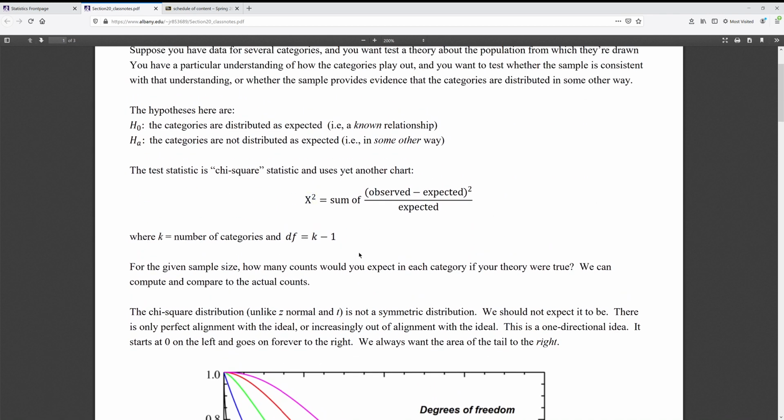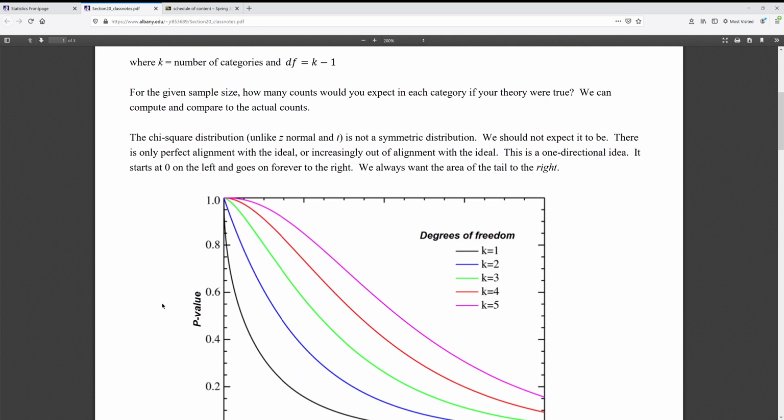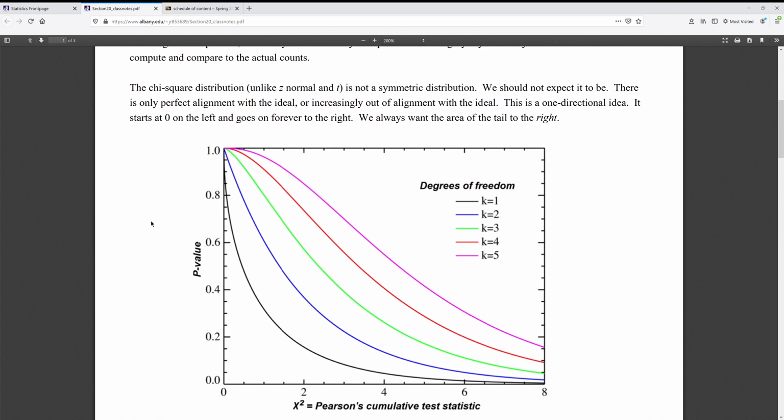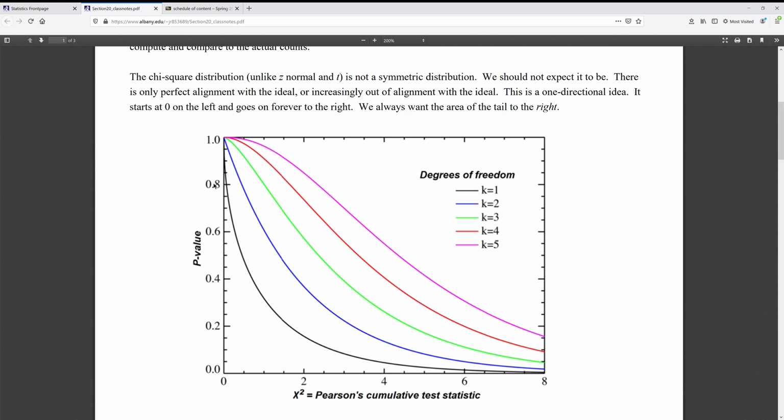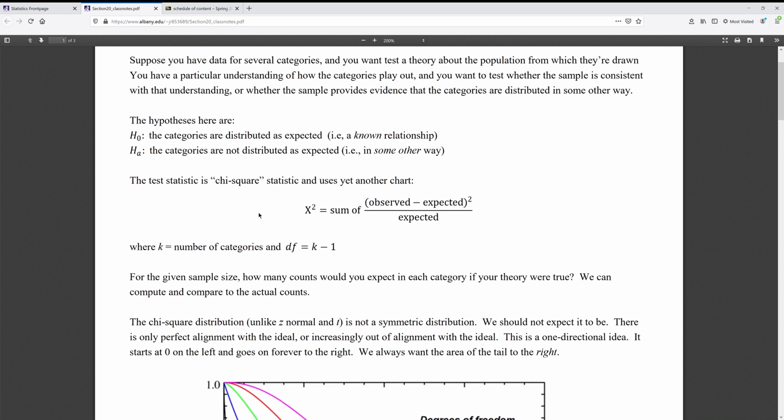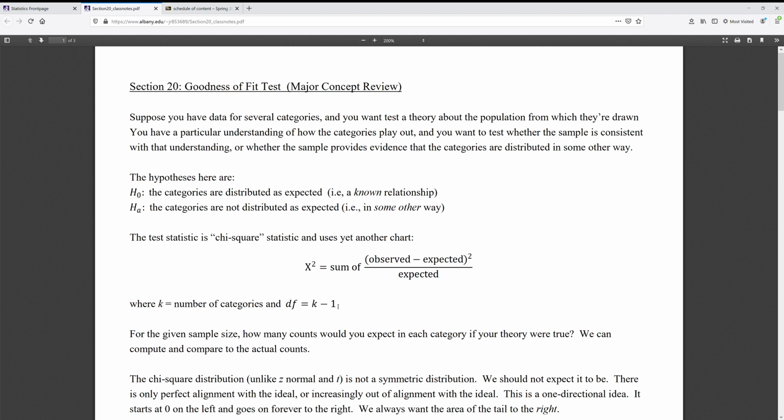The degrees of freedom is 1 less than the number of categories. Again, like the t-distribution, there are many chi-square distributions. Here we see a few of them. We've got, in black, the chi-square distribution with 1 degree of freedom. In blue, the chi-square distribution with 2 degrees of freedom, and so on and so on. You can see how the shape gradually contorts there. The degrees of freedom is 1 less than the number of categories you have.